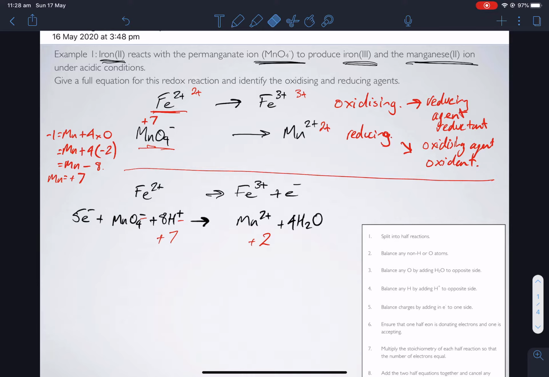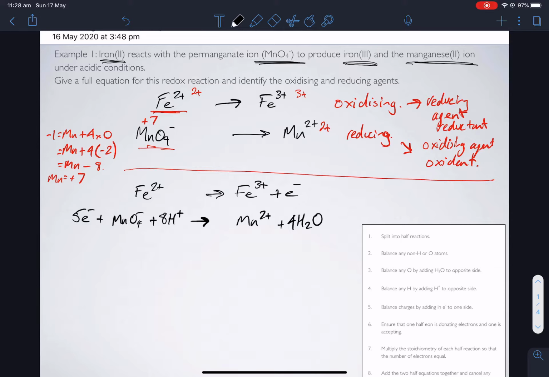All right, I'm just going to erase my working out. Whoa, went too far. That's better. Okay, so once I've got both half equations, we need to make sure that one is producing electrons and one is consuming electrons. So look at the iron 2 plus. It is losing an electron, so it's donating an electron, and the permanganate is consuming 5 electrons.